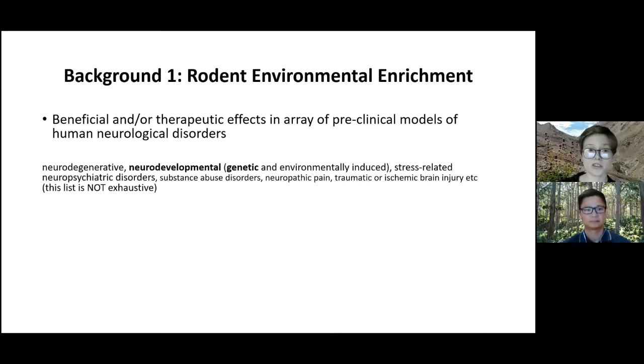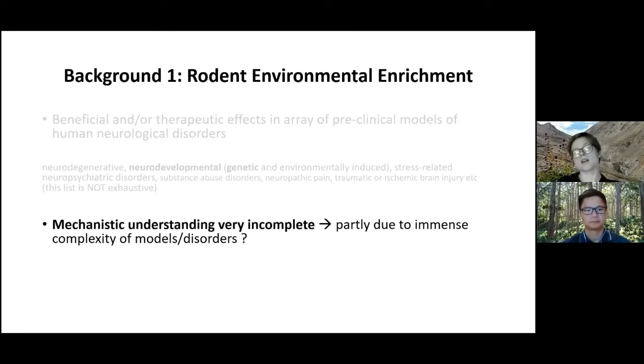So if you go through the literature, you can see that it has beneficial and therapeutic effects on seemingly an array of preclinical models of human neurological disorders. I've listed off quite a few there, but the one of note for my project is its impact on neurodevelopmental disorders, which are of a genetic origin. But in a lot of these contexts, though, the mechanistic understanding for why environmental enrichment has the effect that it has is often really incomplete.